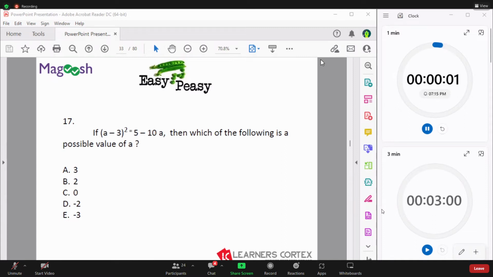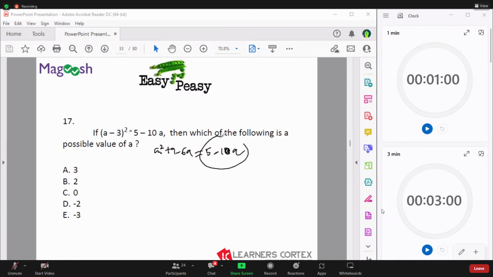Would you like to give a try? Yes, sir. So when we expand this a minus 3 whole square, it will become a square plus 9 minus 6a, and it will become equal to 5 minus 10a. After rearranging the entire thing, we'll get a square plus 4a plus 4 equal to 0. And then we'll split the 4a into 2a and 2a. We'll get a plus 2 whole square equal to 0, which will give us a equal to minus 2. Right. Okay. Great.